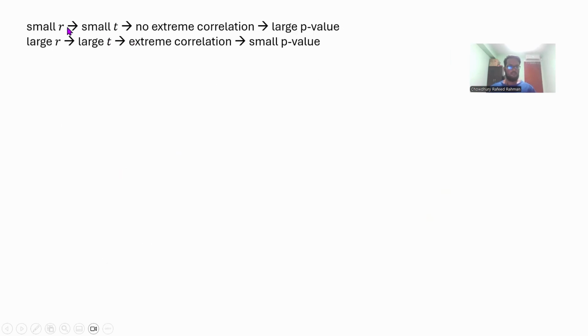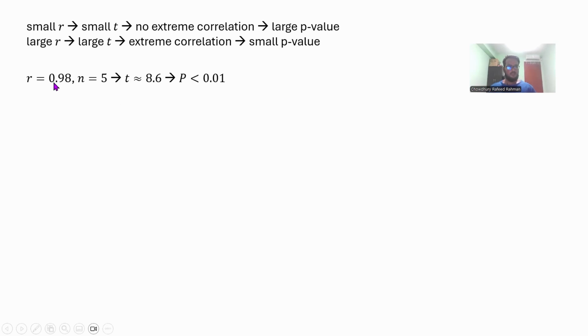Typically, if you have a small r value, we are also going to have a small t value, obviously. That means there will be no extreme correlation, so we are going to have a large p value. A large p value means statistically not significant. Vice versa, if you have a large r value, you are going to have a large t value, an extreme correlation, and so a small p value, and so statistical significance. I think this makes sense.